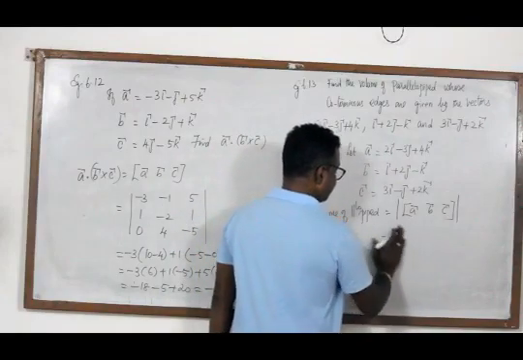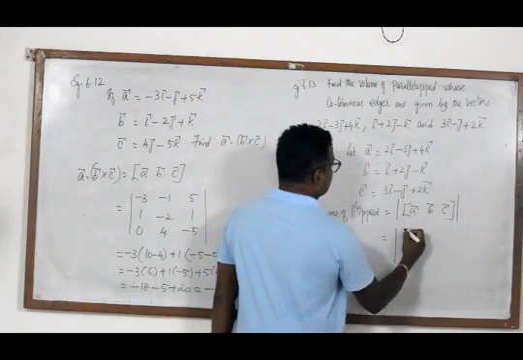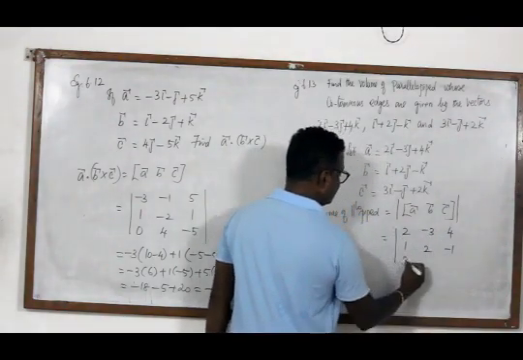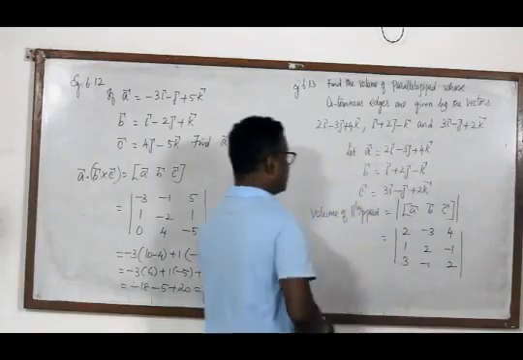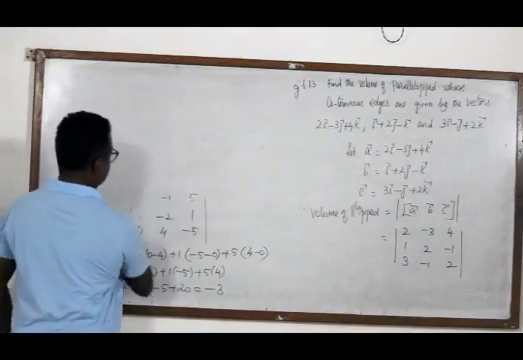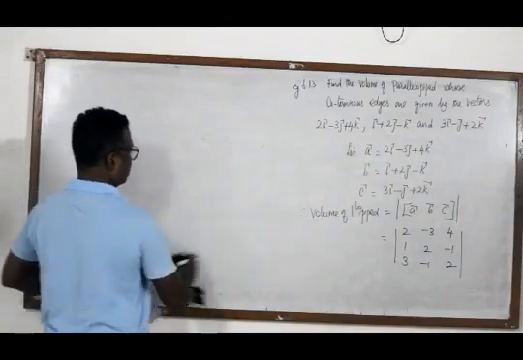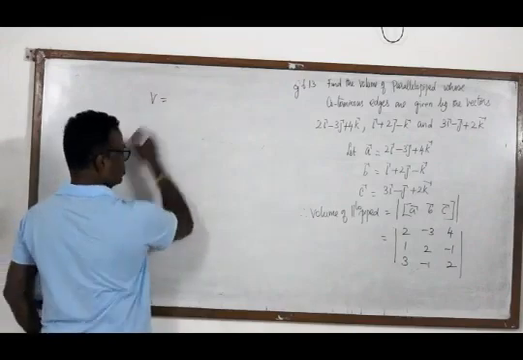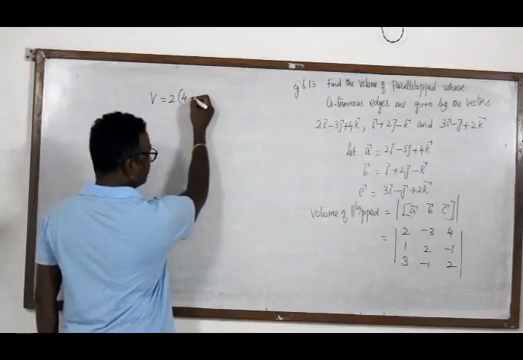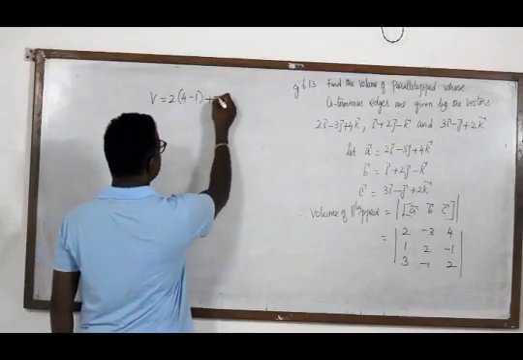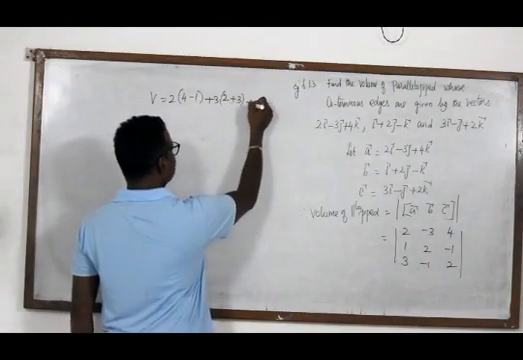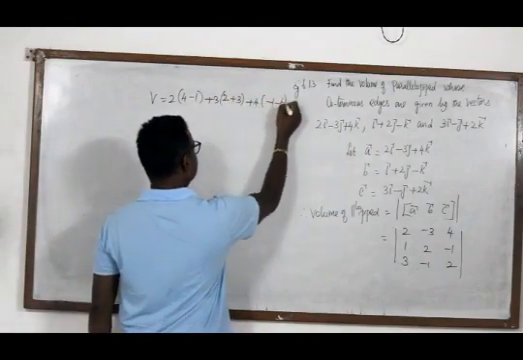So, A vector is 2, minus 3, 4; 1, 2, minus 1; 3, minus 1, 2. On expansion, volume equals 2 into (4 minus 1), it becomes minus 1... minus 3, so plus 3 into (2 plus 3), 1 plus 4 into (minus 1 minus 6).